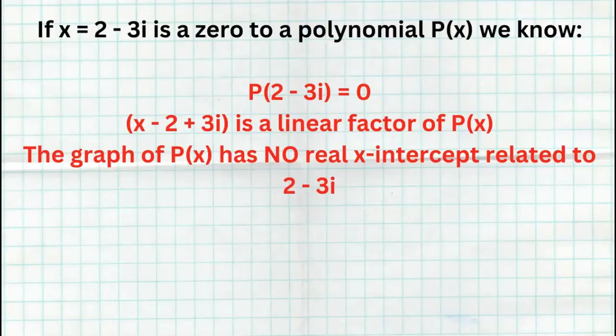So once again, what does that mean? Plug 2 minus 3i in, we get 0. x minus 2 plus 3i is a linear factor, and there's not going to be any x-intercepts because it's non-real. Now, some people will say that x minus 2 plus 3i is not officially a linear factor because it involves an imaginary part, but it's still a factor of the function, and we're going to talk about that and demonstrate that in a couple moments here.